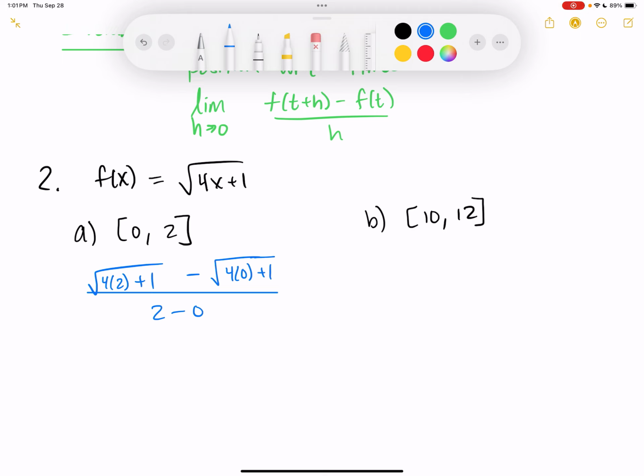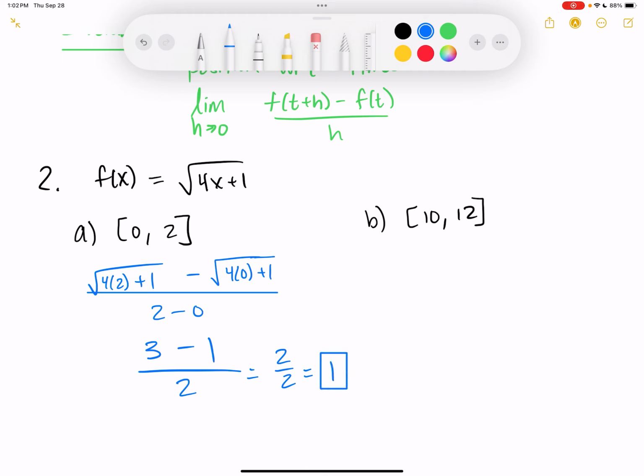So the square root of 8 plus 1, so square root of 9 is 3, minus square root of 0 plus 1 is 1. Over 2 minus 0 is 2, which is 2 over 2, or 1.